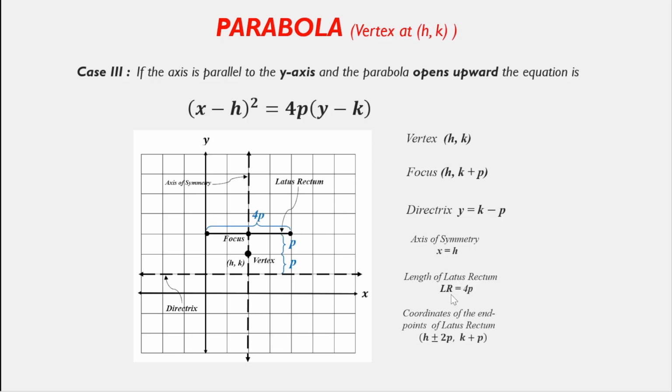And the coordinates of the endpoints of the latus rectum are (h plus or minus 2p, k plus p). And this is now the graph of the standard equation of the parabola: the square of the quantity (x minus h) is equal to 4p times the quantity (y minus k).